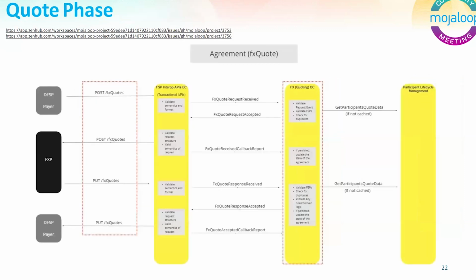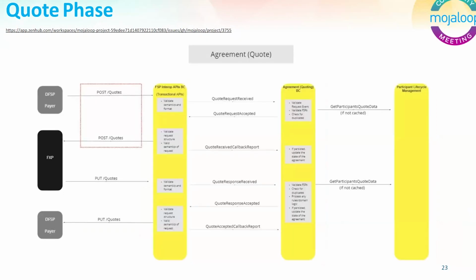This is the phase we are currently implementing. In this phase, there are two parts. The first part is to find out the FX quote. For the FX quote changes, we have to do work inside the FX bounded context and also inside the DFSP layer. And also we have to implement another connector for the FXP to support these API calls.